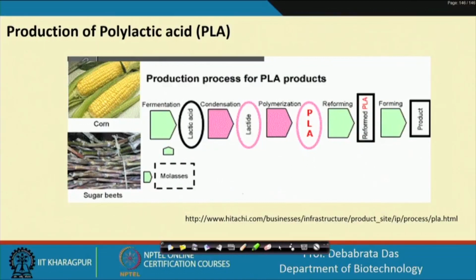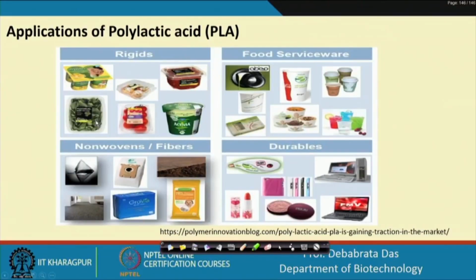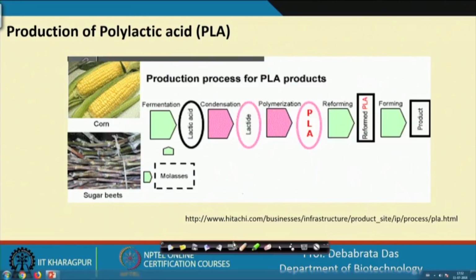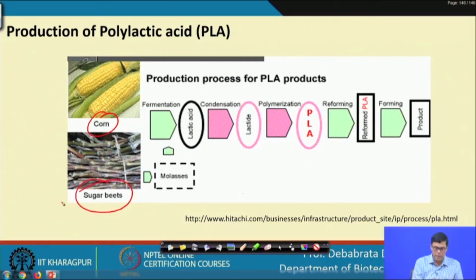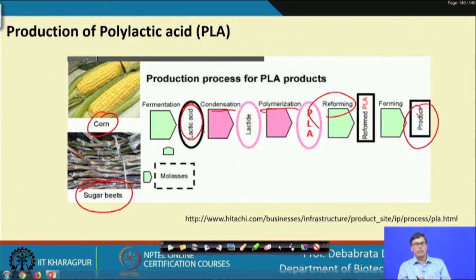Whey is the best raw material for lactic acid production. Besides whey, corn and sugar beet can also be used in the fermentation process for the production of lactic acid. And this lactic acid undergoes condensation, then polymerization, then reforming, and then forming, and then we have the product. So there are several steps involved in the polylactic acid production process. So this is how we can form polylactic acid.